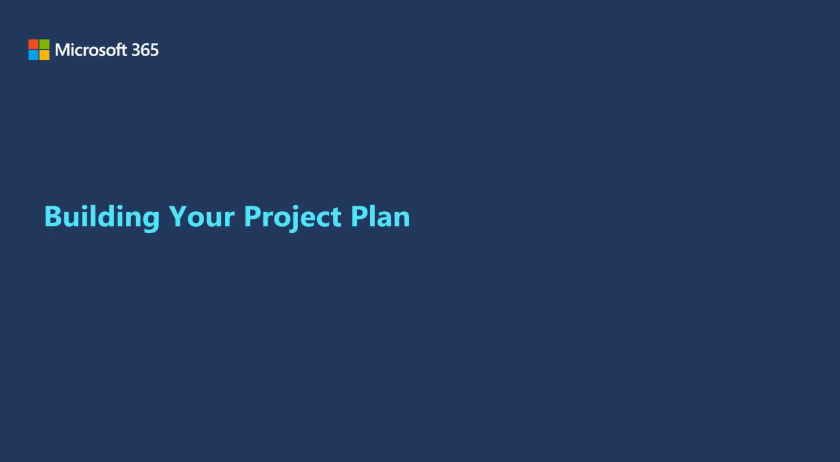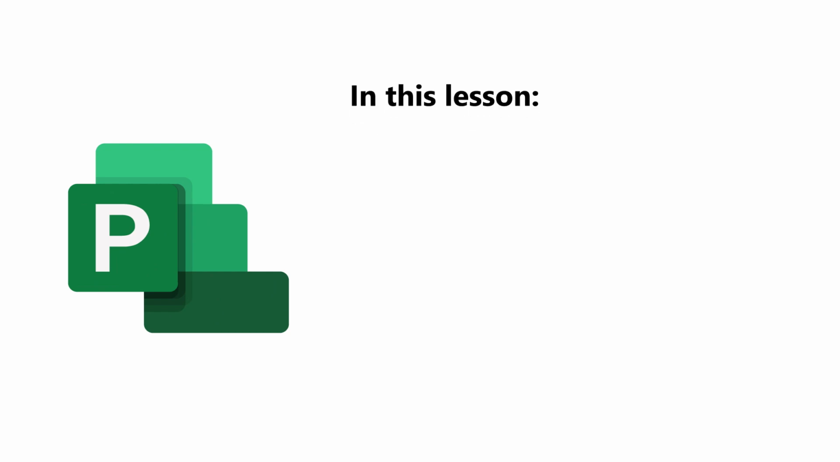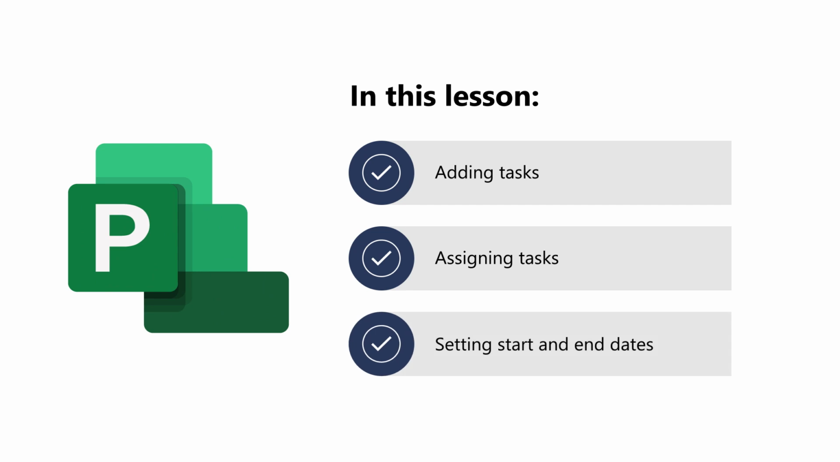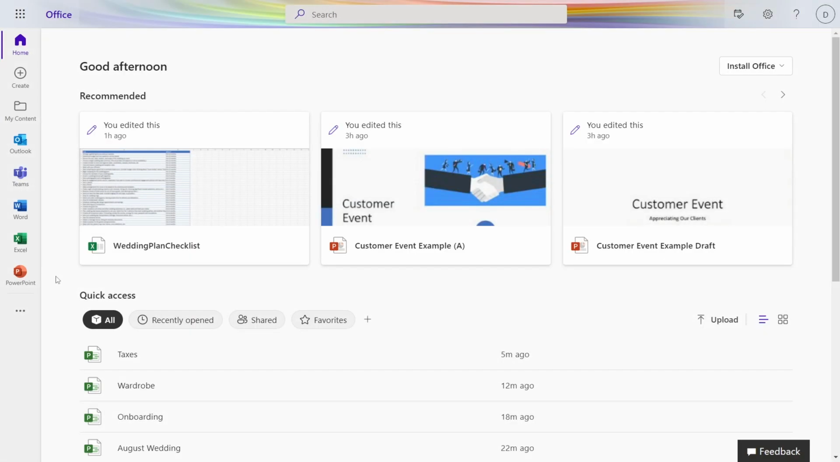Once you create a project, the next step is to add tasks. I've found the easiest way is to think of the big pieces first and then fill in the details later. In this lesson, you'll be able to use Microsoft Project to add tasks, assign tasks, and set start and end dates. In this example, I'll create a client wedding project.